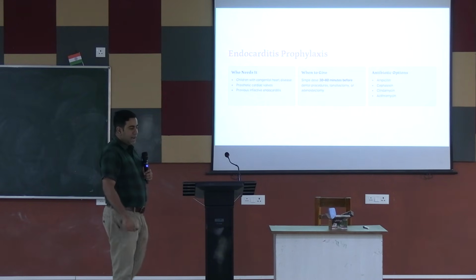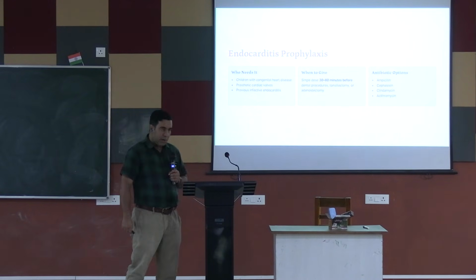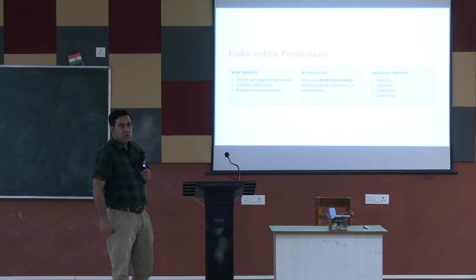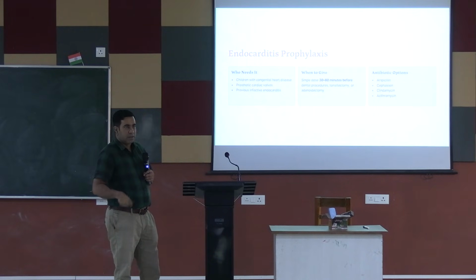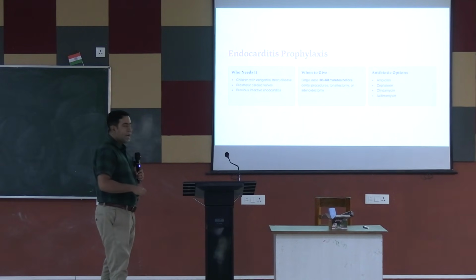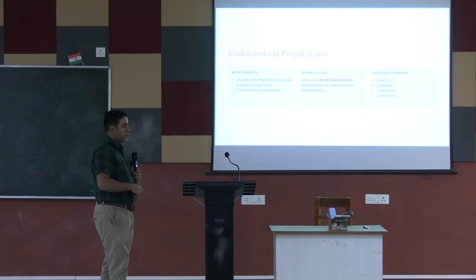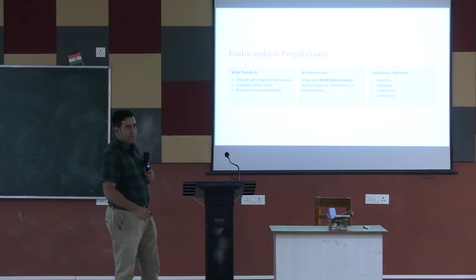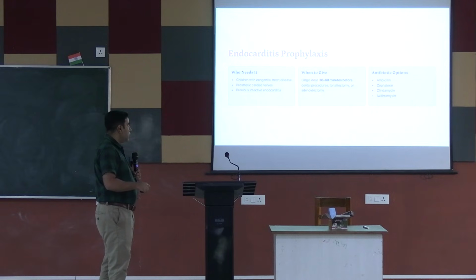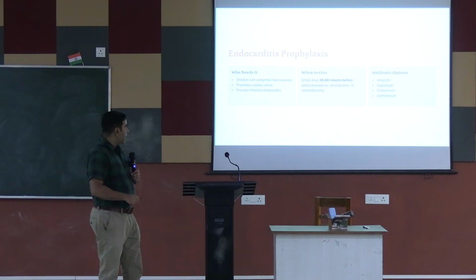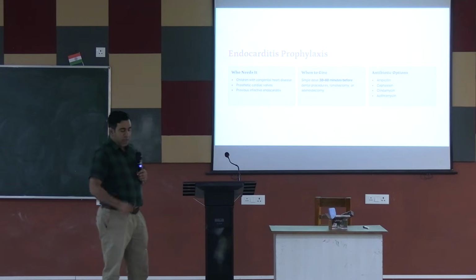endocarditis. If the child has any history of previous infective endocarditis, then in all those cases also prophylaxis is needed. What does prophylaxis mean? To prevent the disease from occurring. We have to start antibiotics beforehand so that infective endocarditis does not occur. Once it has happened, there is nothing to do beforehand, then we have to treat as per the blood culture report. When to give? Single dose 30 to 60 minutes before the dental procedure or tonsillectomy or adenoidectomy.